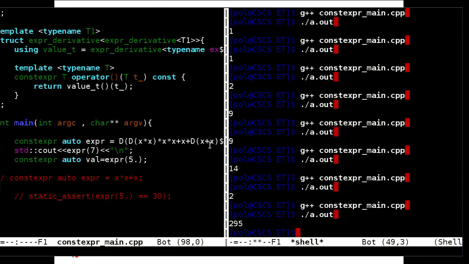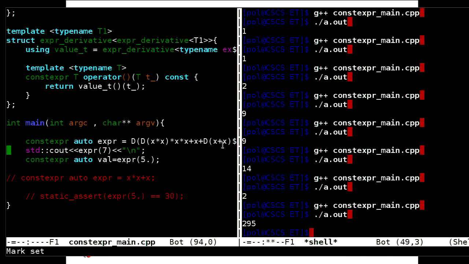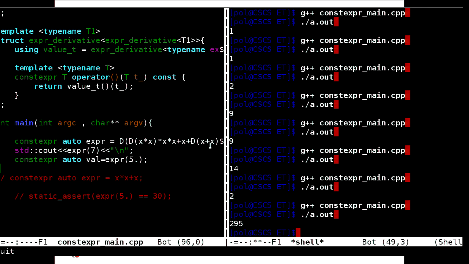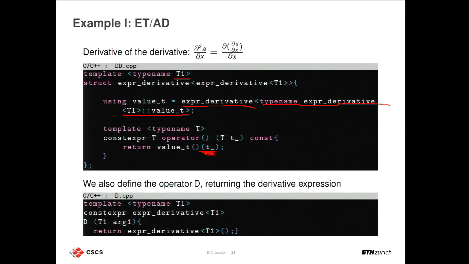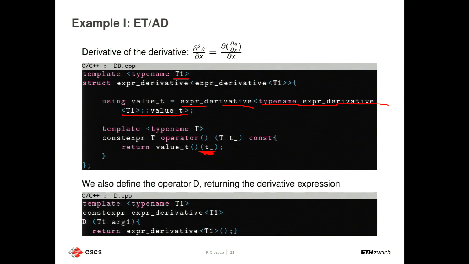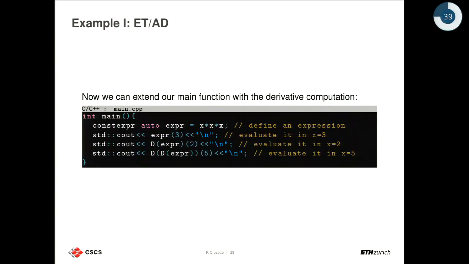So now we have our expression, a very complicated expression, which is defined here as a constant. Then it can be evaluated at runtime, so this 7 can be a runtime value, or it can be evaluated at compile time. This is an example of generic programming and of the use of Constexpr, which might be of general purpose, so useful for several domains.